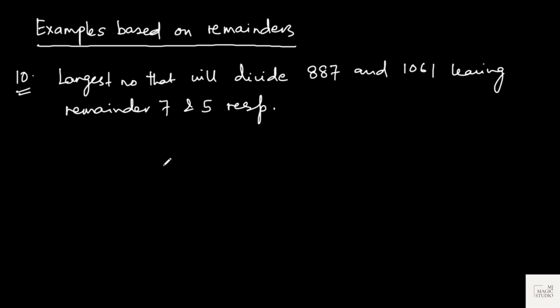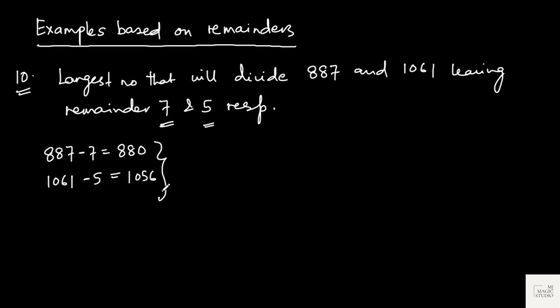Largest number. We are looking out for the factors. But we know that when we choose that largest number, when it divides 887, we get remainder 7, and when it divides 1061, we get remainder 5. That means first delete these remainders. So we get 880, and 1061 minus 5 gives 1056. So we are looking for the highest common factor between these two numbers, 880 and 1056.